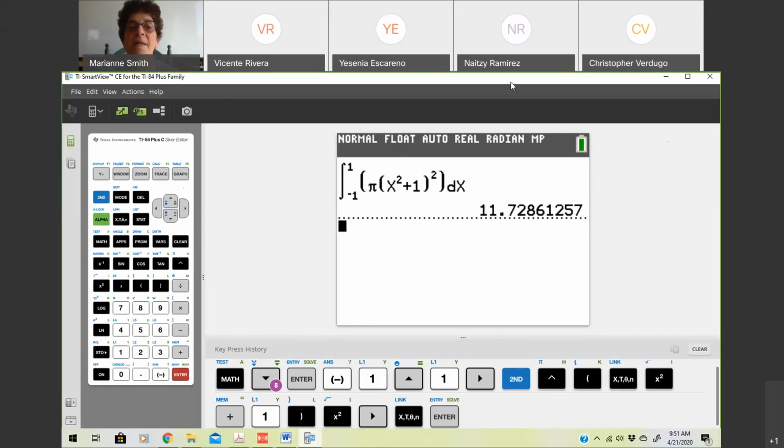So again, are you okay with this tool as a check? Okay, with the TI as a check. I want to make sure you can use both of those technology methods to check your work. All right with this?